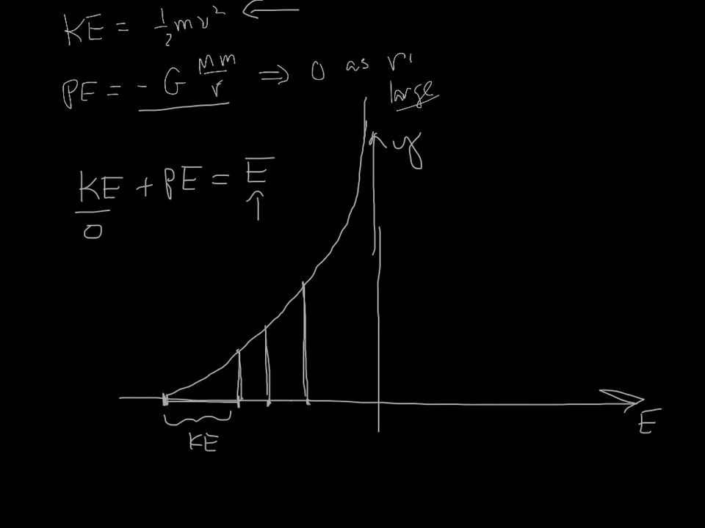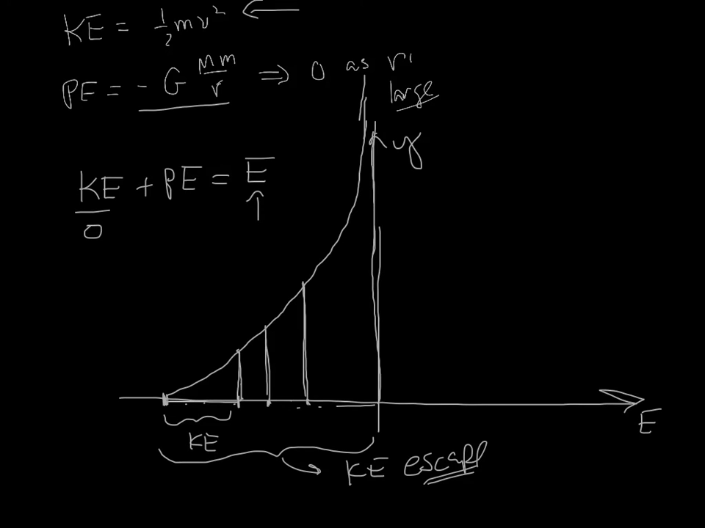How much kinetic energy do I need to actually get all the way away? I'd have to go all the way to here, so my kinetic energy will fall and fall, but it will never actually reach 0 because the potential energy goes to 0 at infinity. So this is the kinetic energy I need to escape. That's the idea.